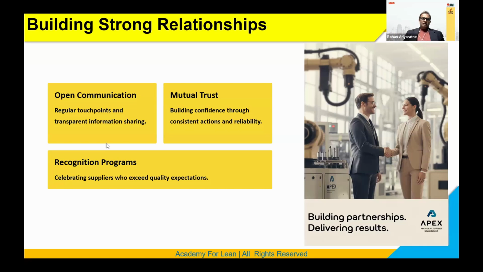And you have to build mutual trust, right? Because you have to build confidence with them, and reliability, exactly. And finally, the third strong relationship point.